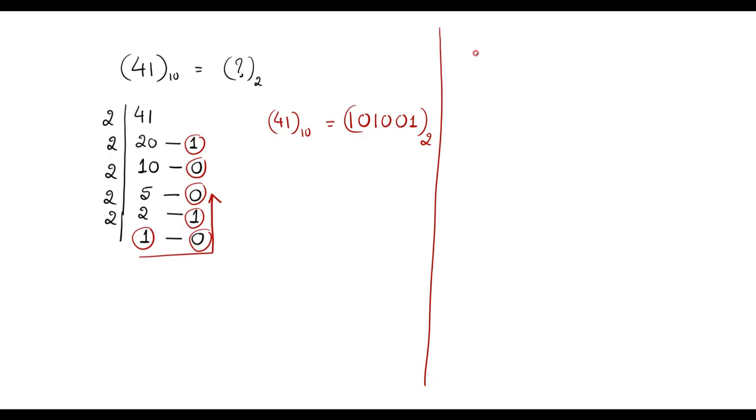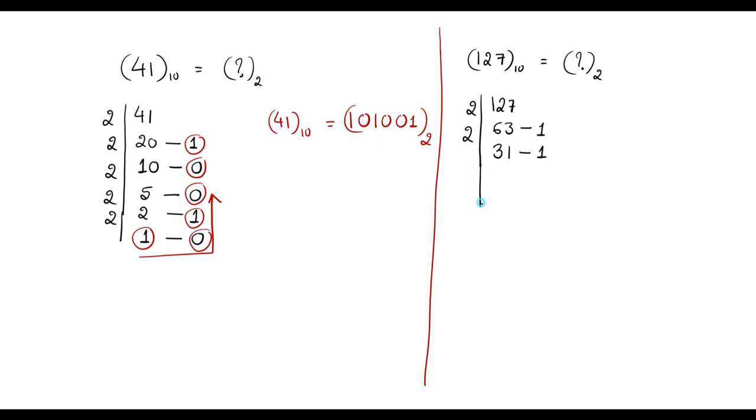Let me consider one more number, say 127. It is in decimal. What is the binary equivalent of this? I'll consider 127. Divide this 127 by 2. So this will be 63, remainder 1. Then we have 63. 63 by 2 will be 31. The remainder will be 1. Similarly, divide 63 by 2. It will be 31. The remainder will be 1.